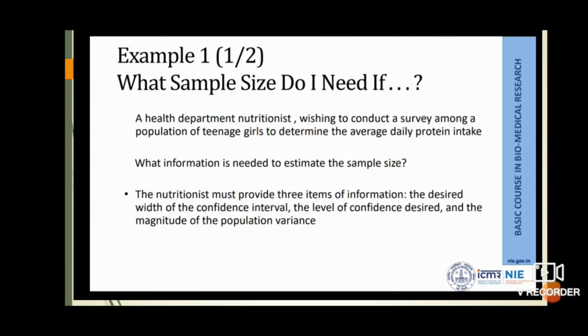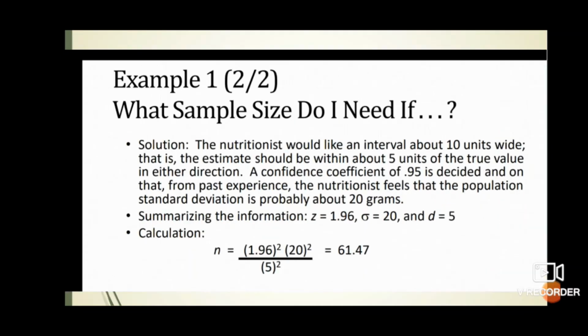Now the values he wants to know before starting a study are the desired width of the confidence interval, the level of confidence desired, and the magnitude of population variance. So here, for example, he is taking an interval of 10 units wide, and the estimate will be within 5 units of the true value in either direction, and a confidence coefficient of 0.95 is taken. And from past studies, it is known that the standard deviation is 20 grams.